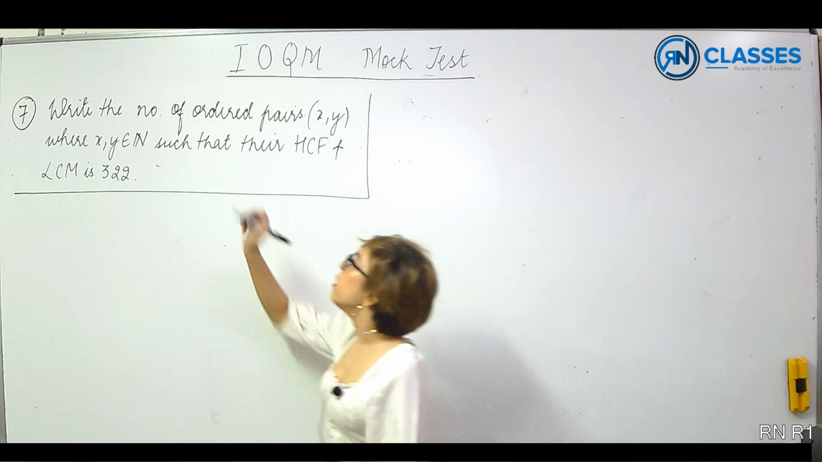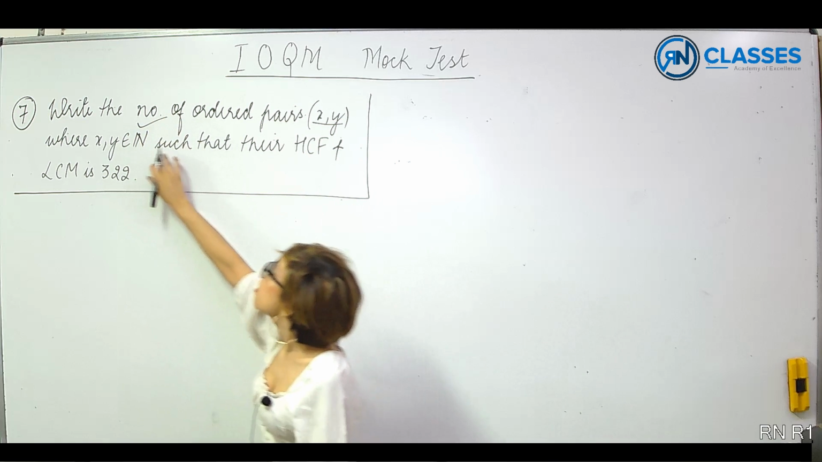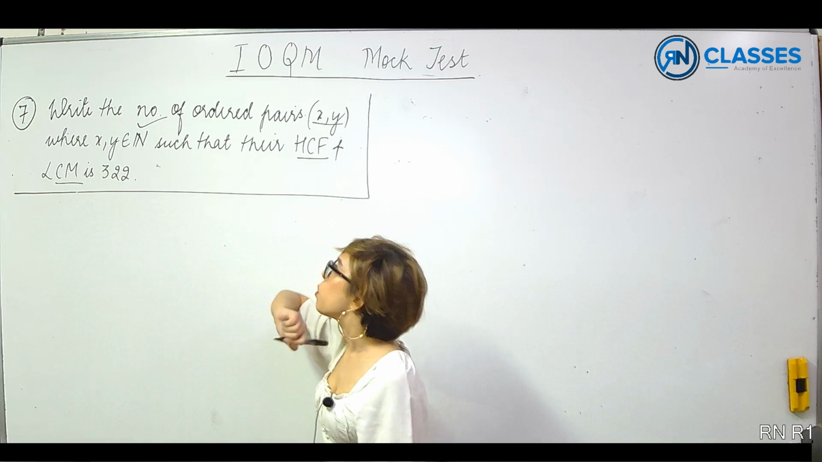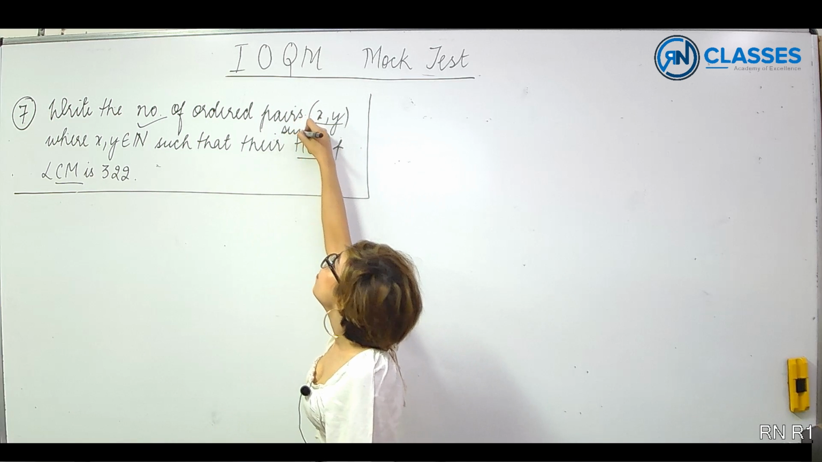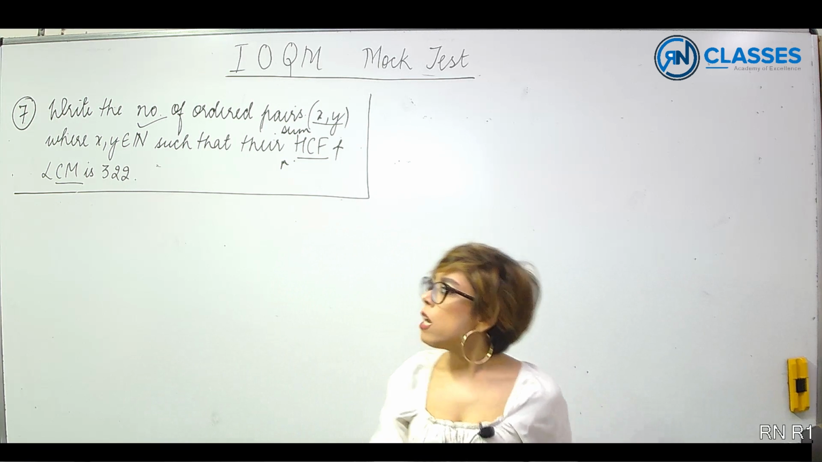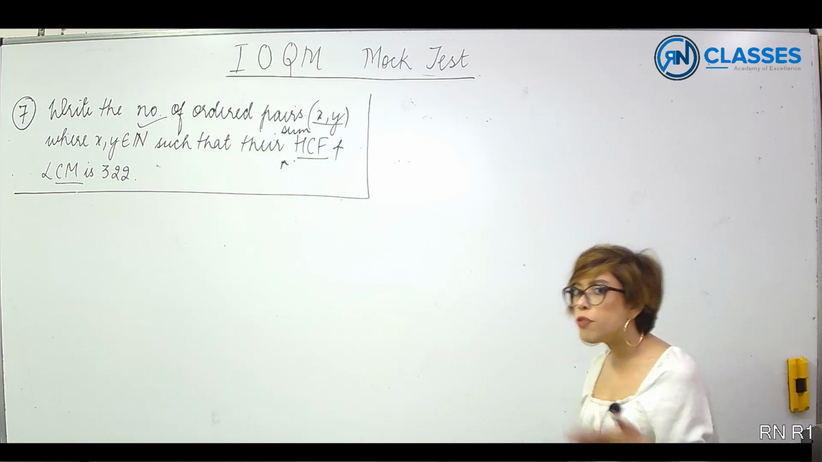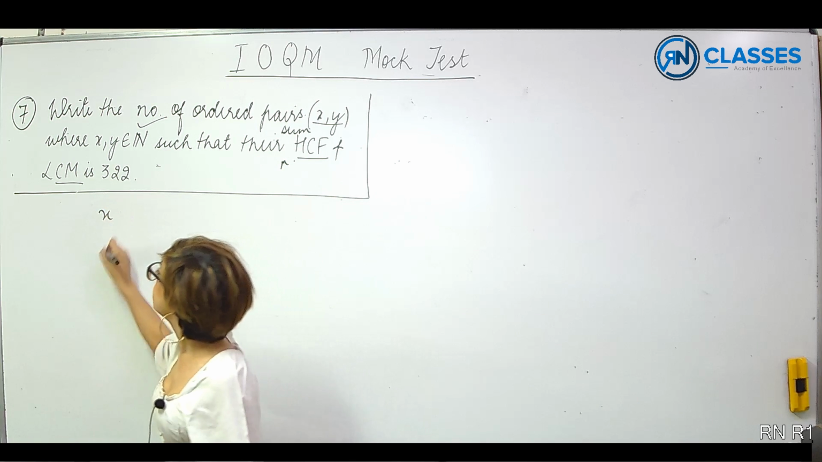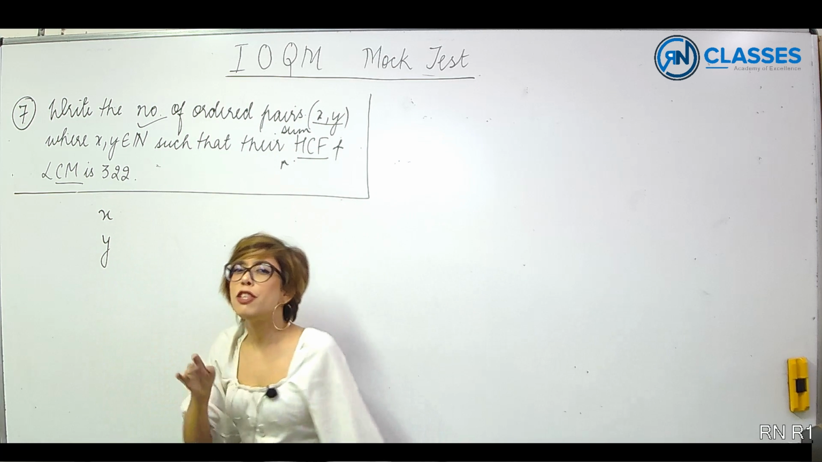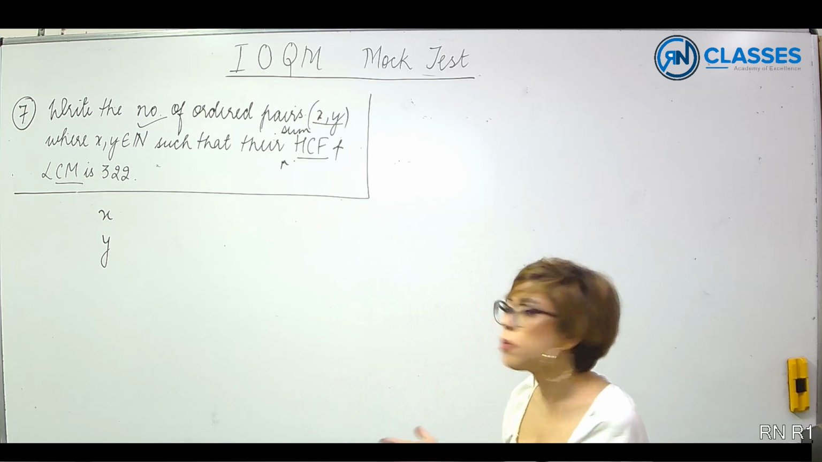Now, he says write the number of ordered pairs x, y, where x and y are natural numbers, such that the sum of HCF and LCM is 322. Right? Now, I need to find the number of ordered pairs. So, I need to find the numbers basically. I need to find x and y. Now, he says sum of their HCF and LCM should be 322. Now, I don't know the HCF, right? Nothing is given in the question about their HCF.